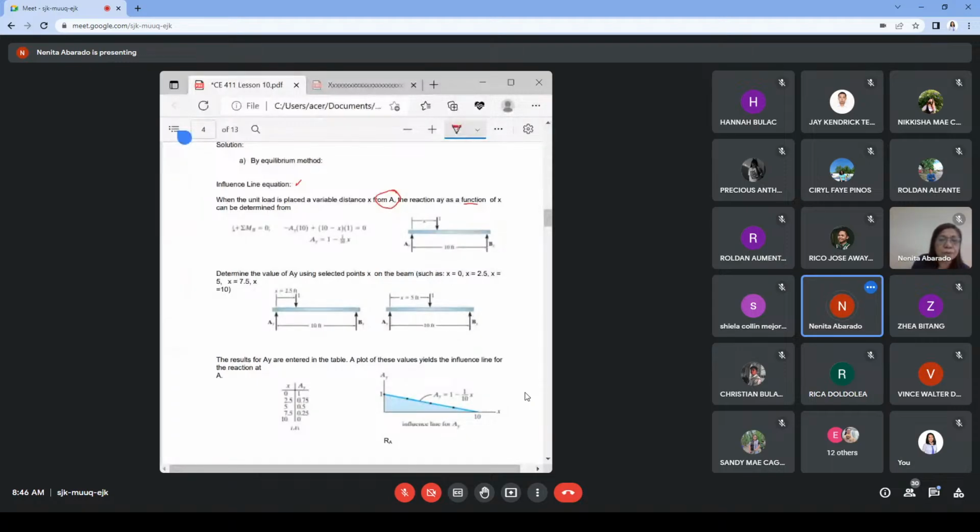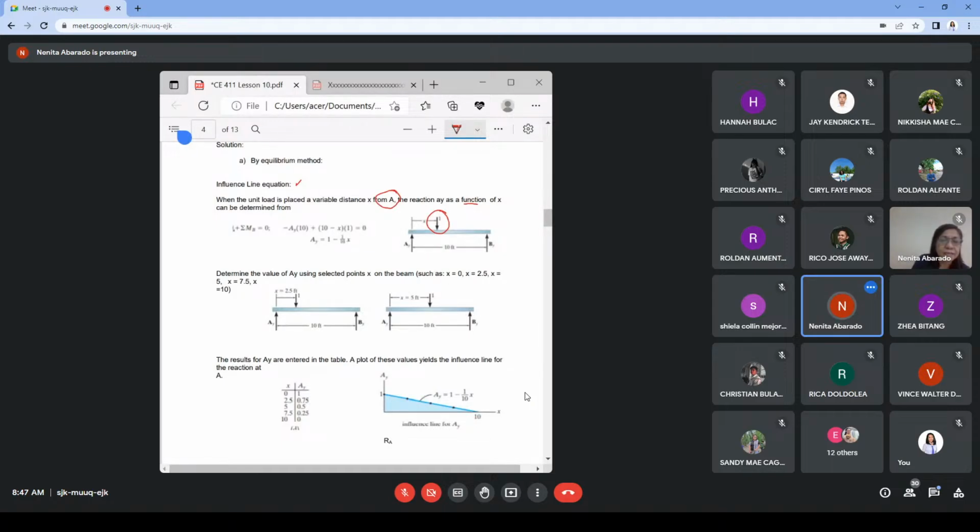Since it is a moving load, i-distance x natin siya. X means variable. Do you understand class? Kahit saan niya, kaya nga x, variable siya. So let's say the beam has a 10 feet span. Therefore, if you are going to solve for the reaction at A, it will be in terms of x. Magkakaroon tayo ng equation. Nakukuha niyo class? So what is the equation in terms of x?